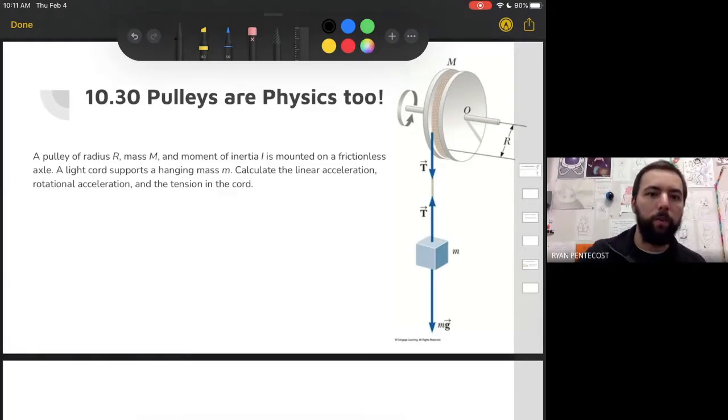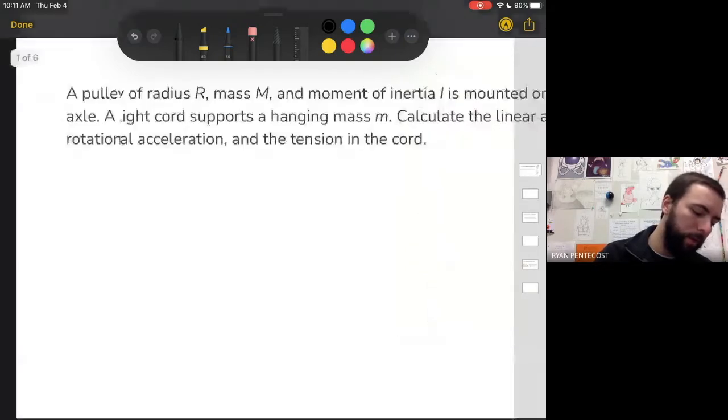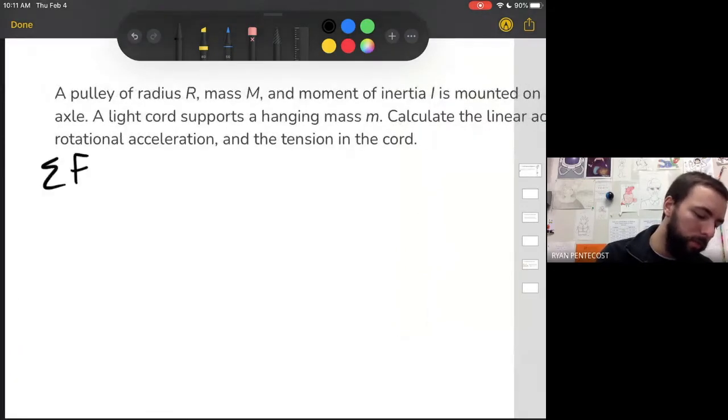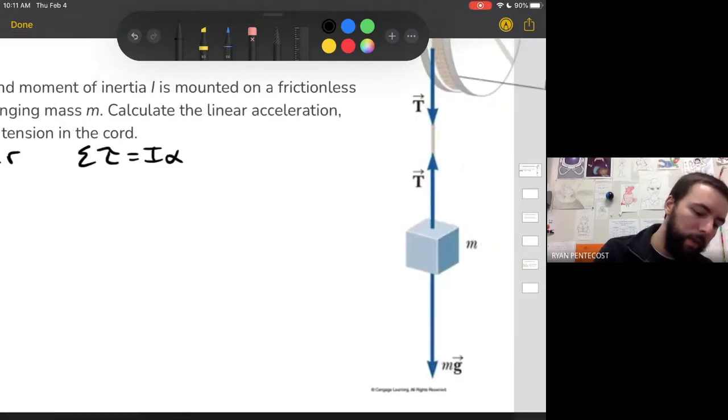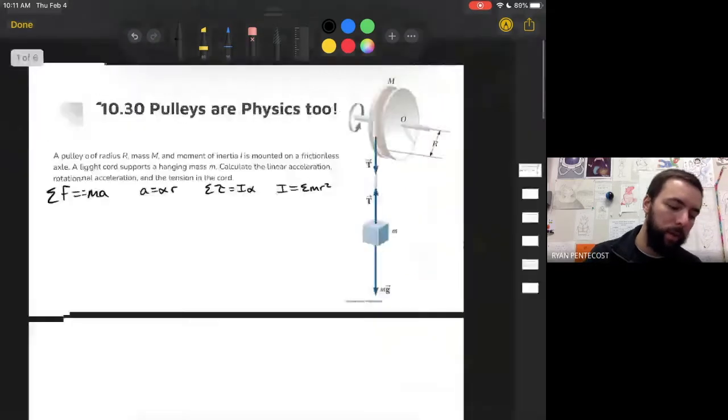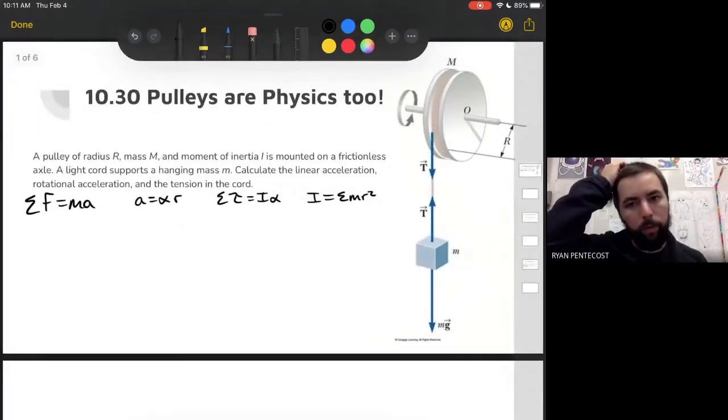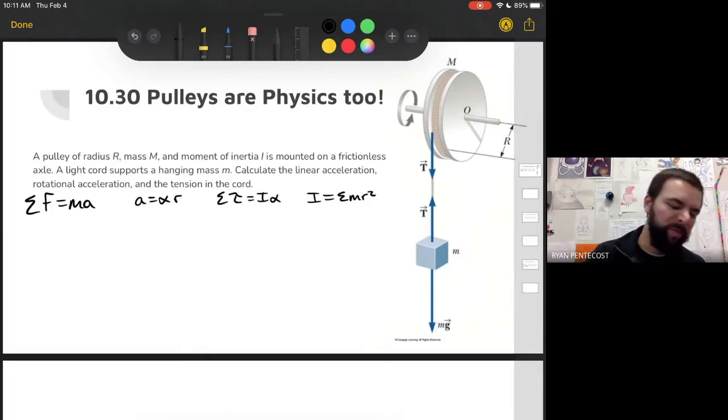So first, what we want to do is establish a couple things. I do want to say that we've got the summation of force equals mass times acceleration. I want to say that acceleration equals alpha r. I also want that the summation of torque equals I alpha, and that I equals the summation of mr squared. All of those are going to be able to be discussed as we do this math. So first, the linear acceleration.